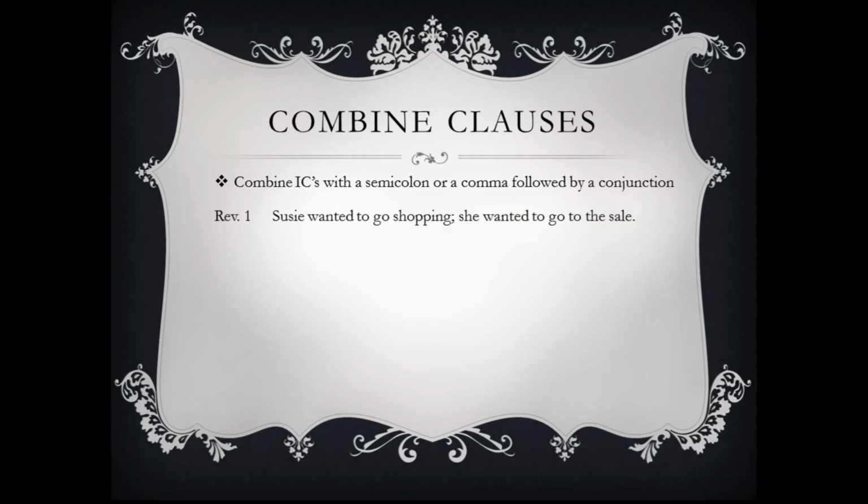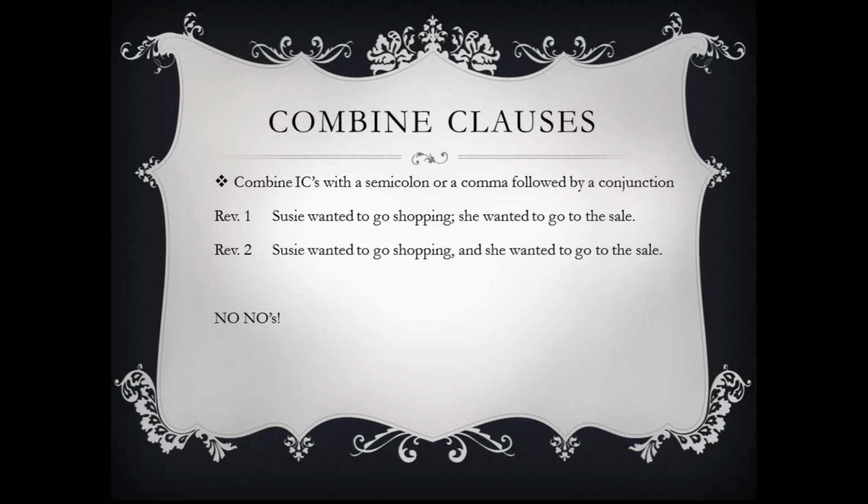So the first revision, if you remember our independent clauses from the last slide, Susie wanted to go shopping, she wanted to go to the sale. If you look at the first revision, we've taken out the period at the end of the first independent clause, changed it to a semicolon, and instead of having a second sentence, we've just attached it to the end. So you can see here, she is no longer capitalized. The second revision, we simply use a comma and then we insert a conjunction. Susie wanted to go shopping and she wanted to go to the sale.